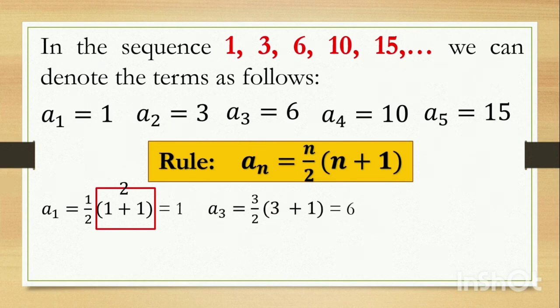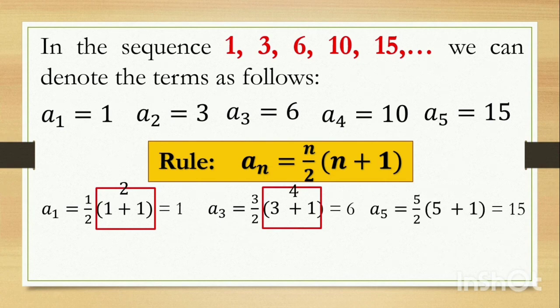Next, A sub 3 means our third term. So, we will substitute again 3 to all of the n variables. So, we have A sub 3 is equal to, from n over 2, that will become 3 over 2, and then n plus 1, that will become 3 plus 1, because we are referring to the third term. Okay, so we add 3 plus 1, that will become 4. And then 4 divide 2, that makes it 2. 2 times 3 is 6.